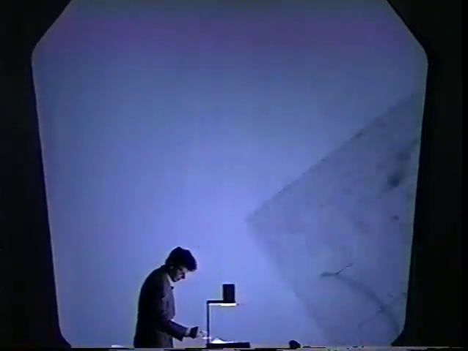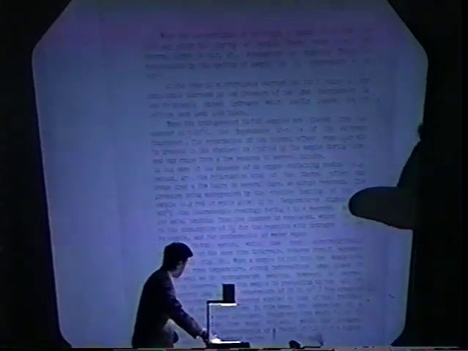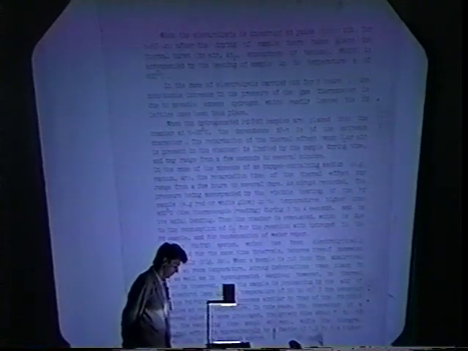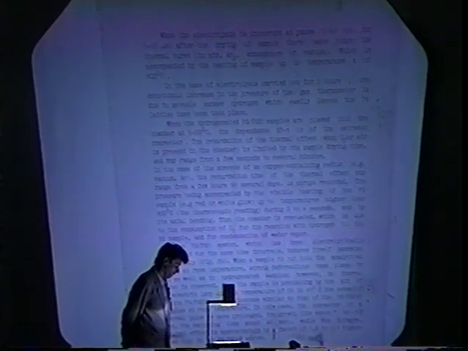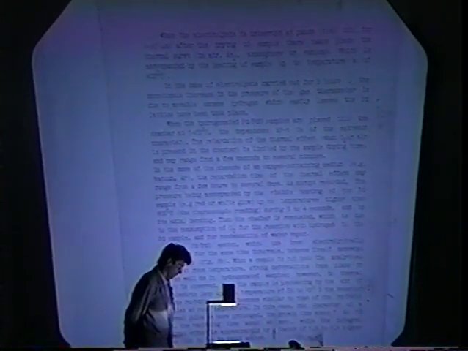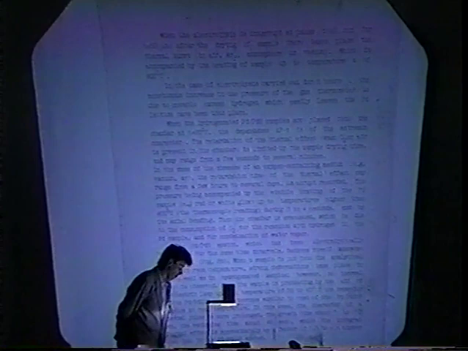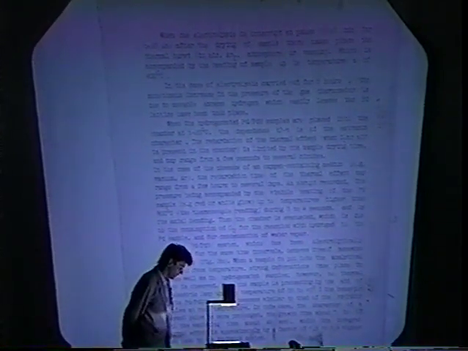When electrolysis is interrupted with a pause of time less than 40 minutes, after the drying of the sample, there takes place a thermal burst in air atmosphere, or in oxygen atmosphere, which is accompanied by the heating of the sample up to a temperature of 900 degrees centigrade.